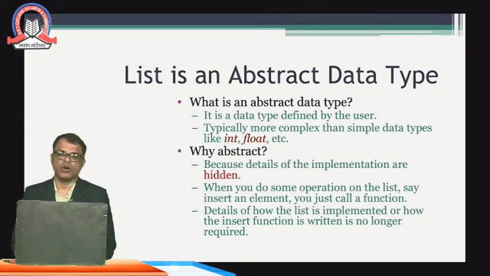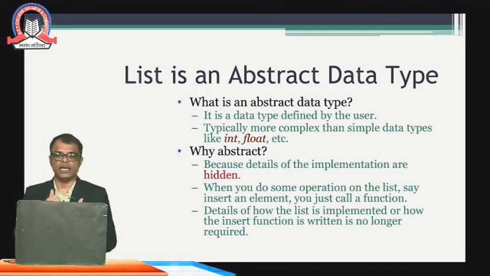Why abstract? Because details of the implementation are hidden. When you do some operation on the list, say insert an element, you just call a function. Details of how the list is implemented or how the insert function is written are no longer required. Here, we are defining different functions. For creating a node, we need one function. For inserting a node, we need one function, and for deleting nodes, we need a function. Whenever you need to perform any operation, you call the function, and then the operation will be performed.